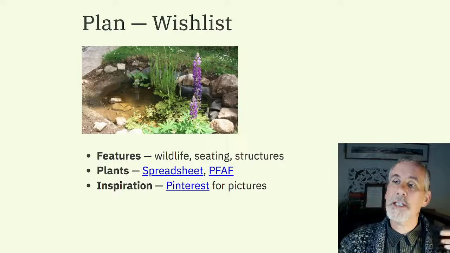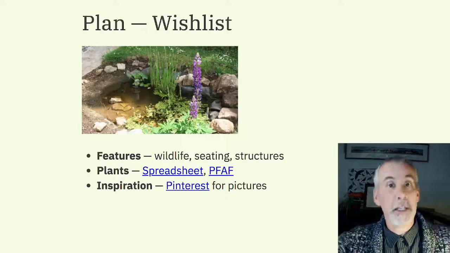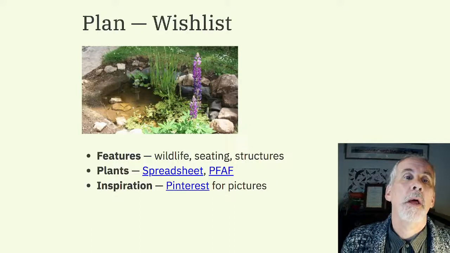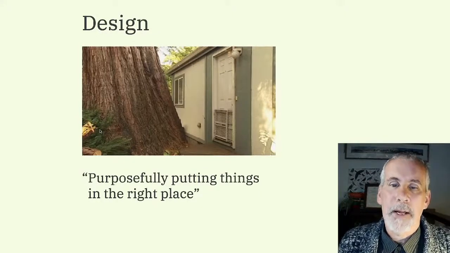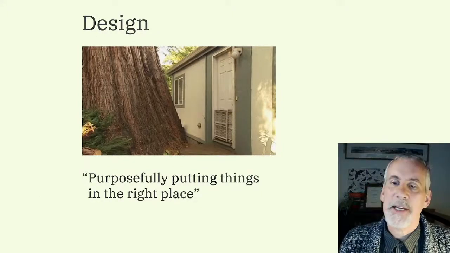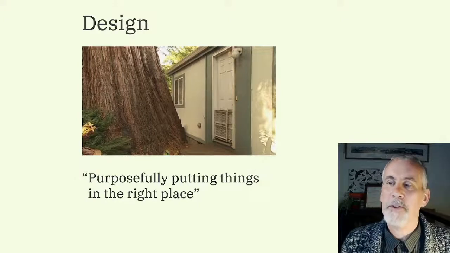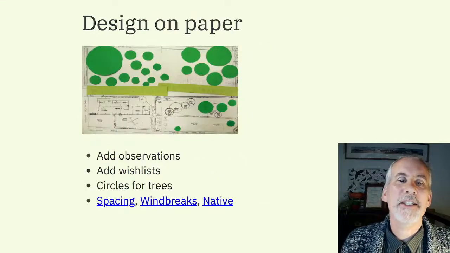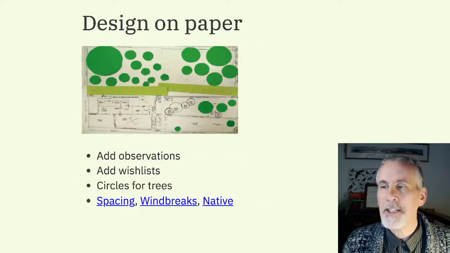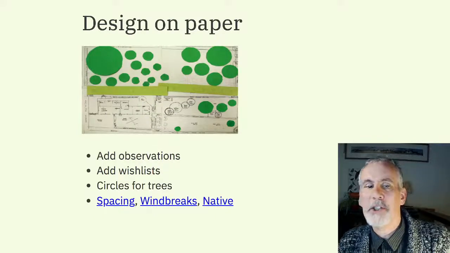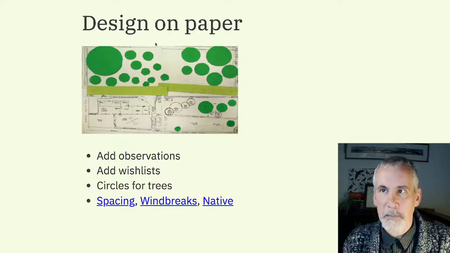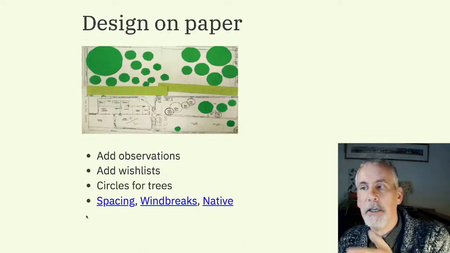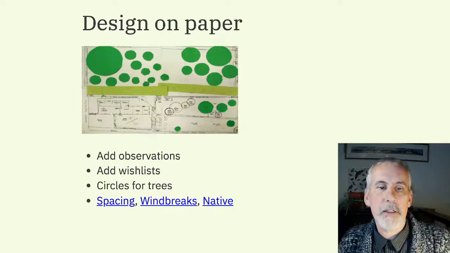So gather all these things, get your observations and then get your wish list together. And then it's onto the design. My definition of design is purposefully putting things into the right place. Don't put a tree by the back door. And then design on paper. So you add your observations, you add your wish lists, and then you create circles for trees so you can see the spacing between the trees. And remember, spacing, windbreaks and native, always bear those in mind.